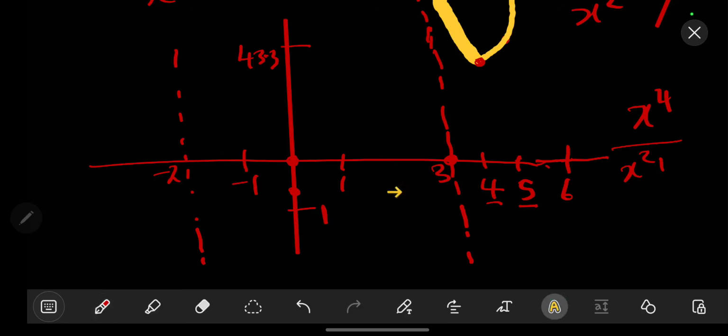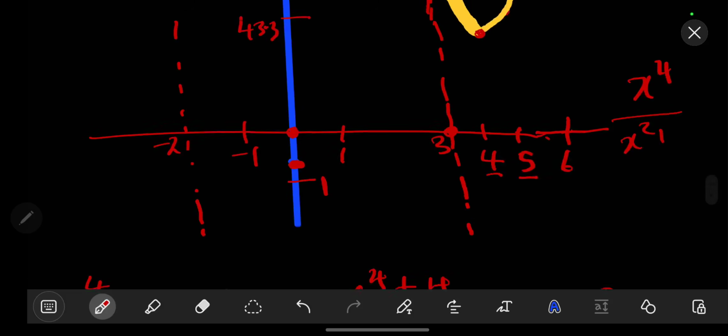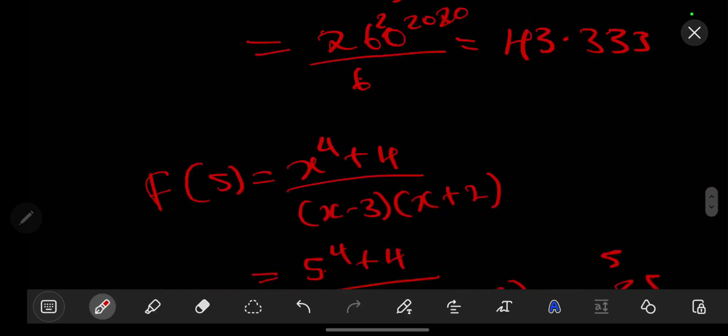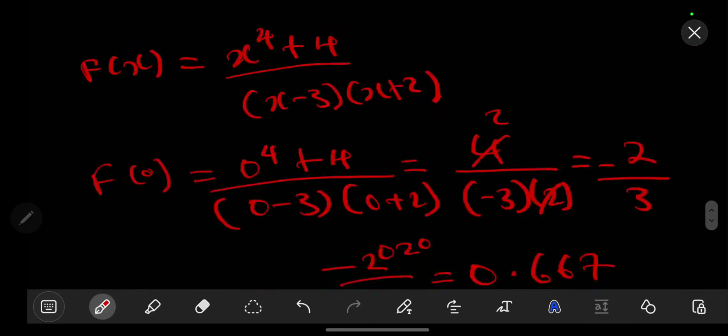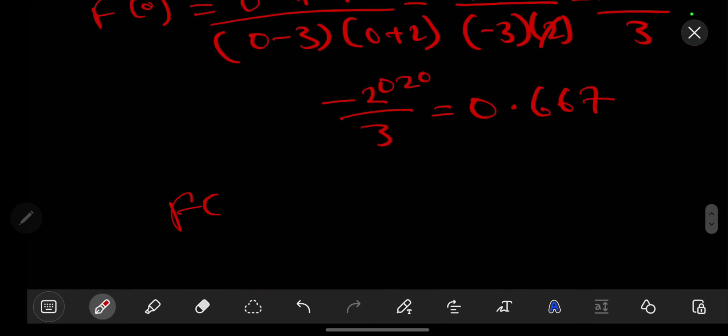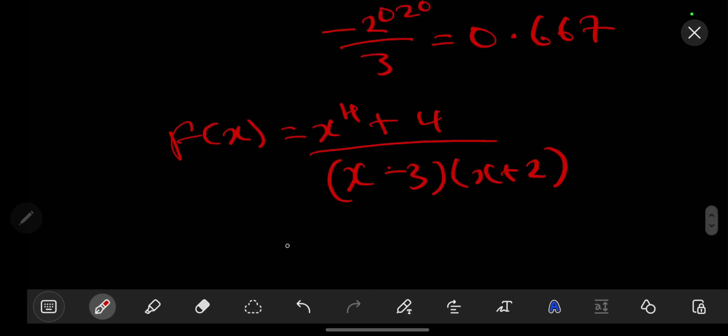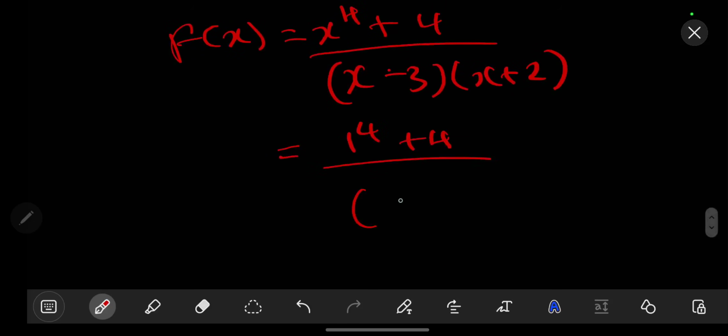Let's use a different color for this one. Then let's study the behavior of the graph at positive 1 and negative 1. So what we are going to do is let's replace our 1 there. So for the equation that is saying that our f of x should be equal to x to the power 4 plus 4 over, we have our x minus 3 and our x plus 2 like that. So at 1, we are going to have 1 to the power 4 plus 4 over, we have a 1 minus 3 like that.